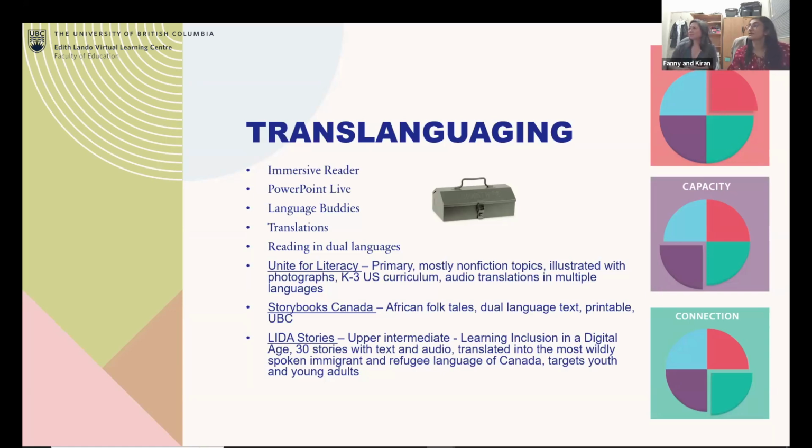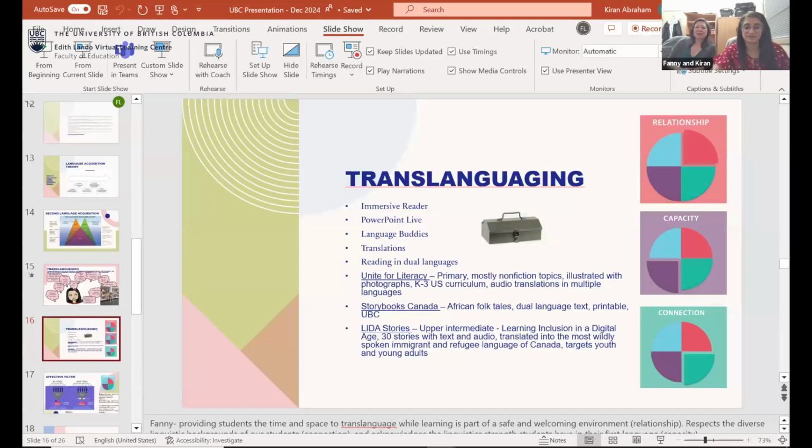So we just got a question in the chat about, can we elaborate on the first item, immersive reader? Oh, yes. Should I try to show? Yeah, let's do that. Okay, give us a moment. I'm going to try to navigate to immersive reader.